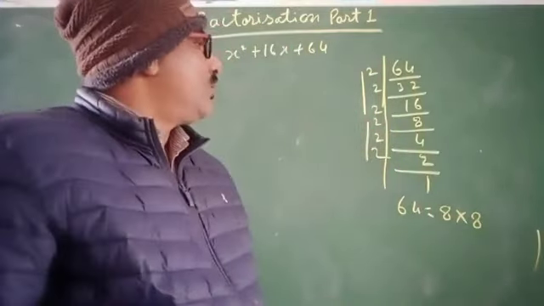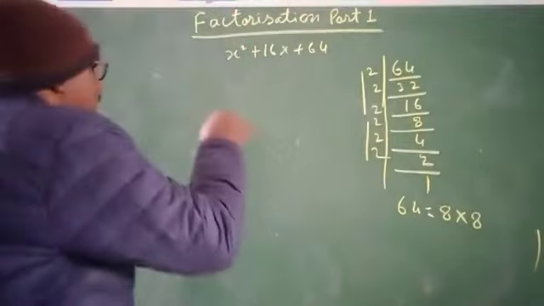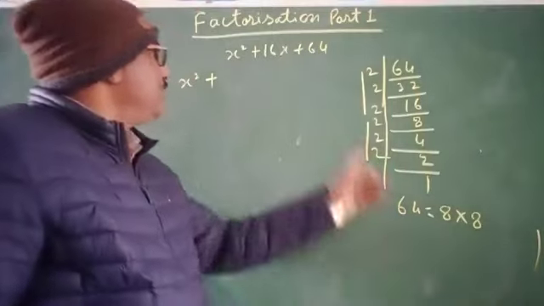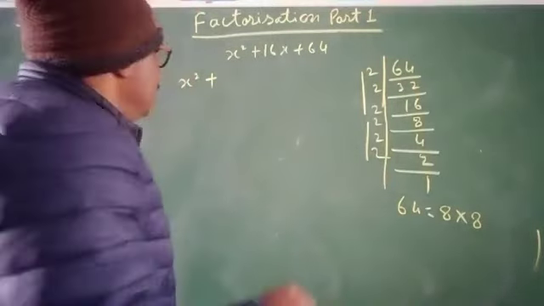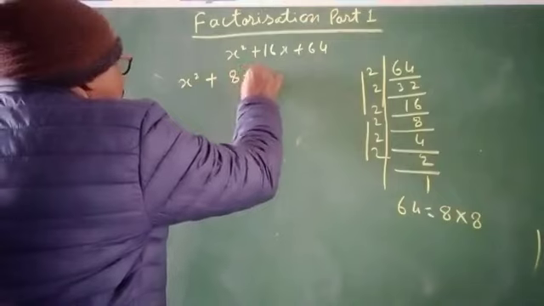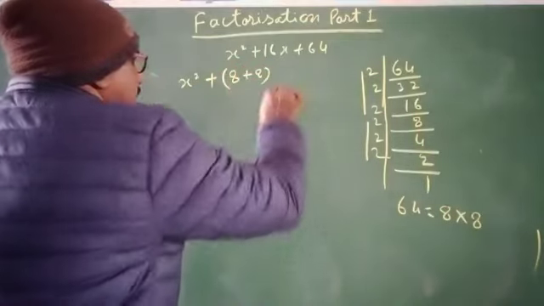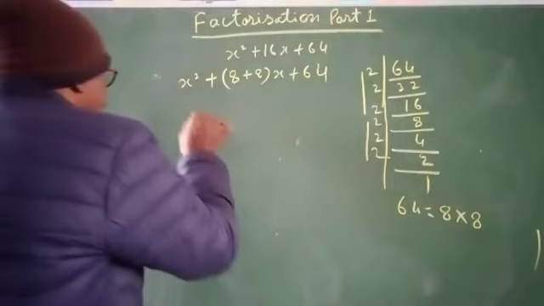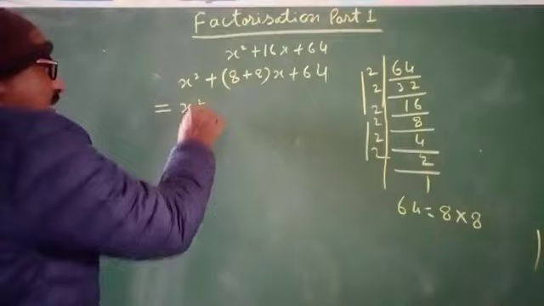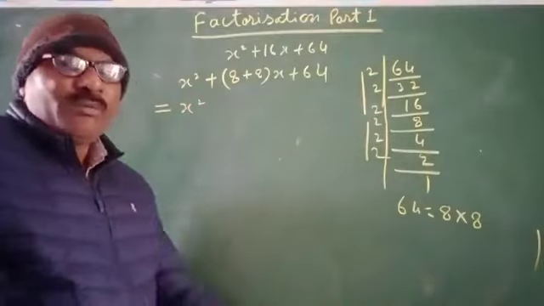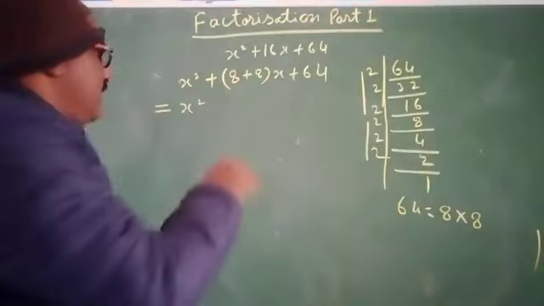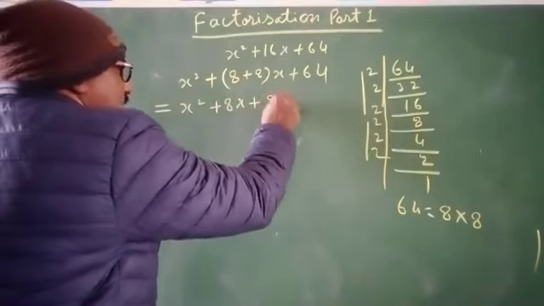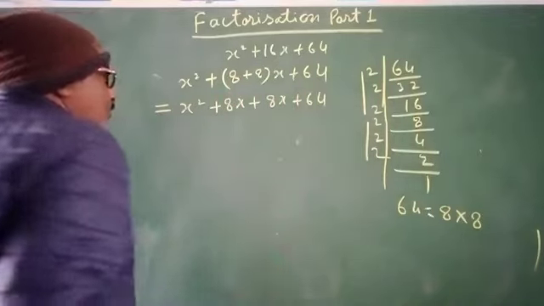So for this we write x square plus 8 plus 8, plus 8 plus 8 x plus 64. Now I will write x square, and when you multiply 8 and x we get 8x, plus 8 multiplied by x, 8x plus 64.